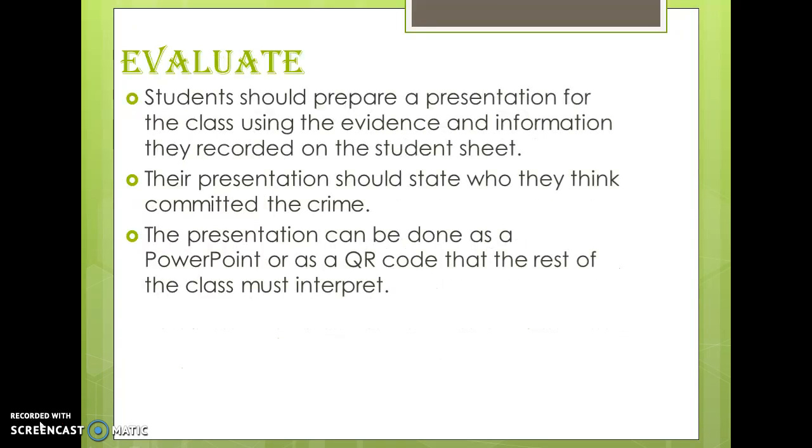To evaluate, students should prepare a presentation for their class using the evidence and the information they recorded on the student sheet. The presentation should state who they think committed this crime. The presentation can be done as a PowerPoint or as a QR code for the rest of the class to interpret. So in turn, they create codes for their classmates to scan and solve the crime as well.